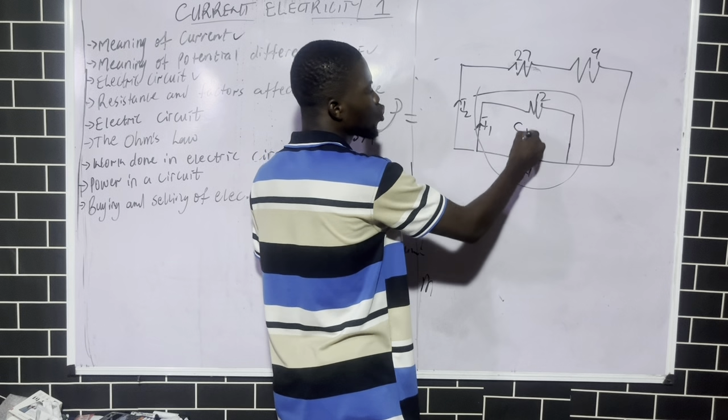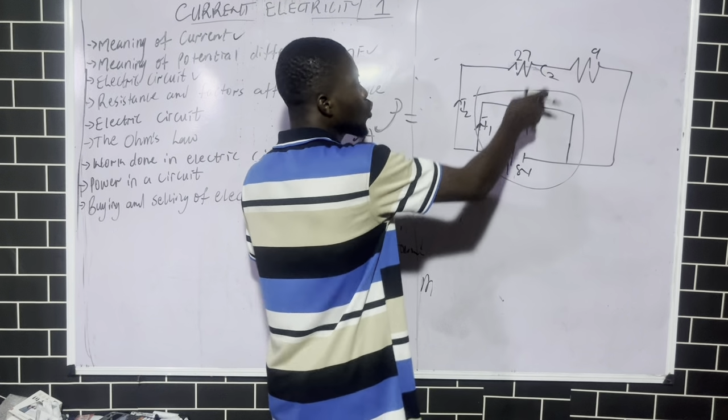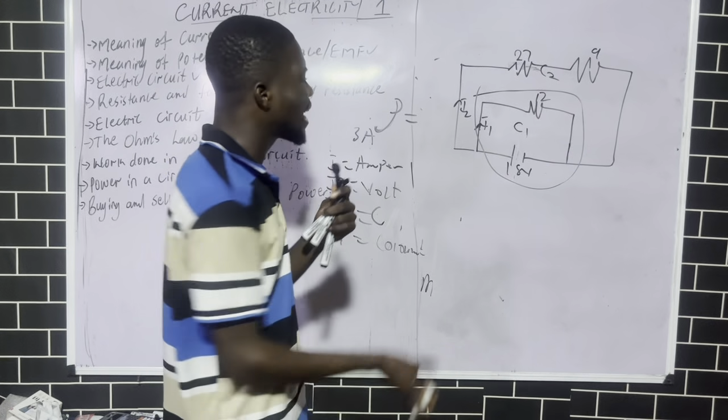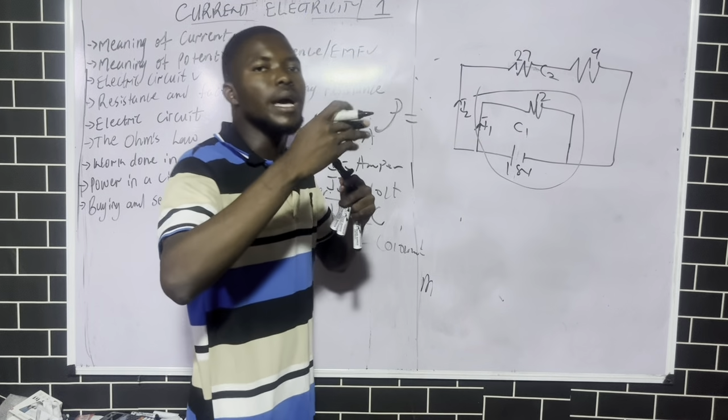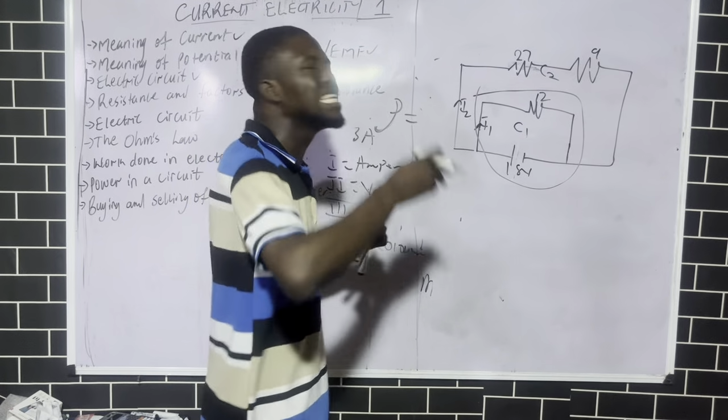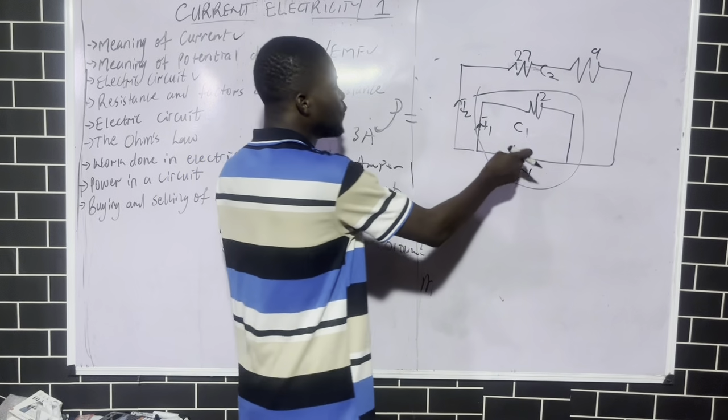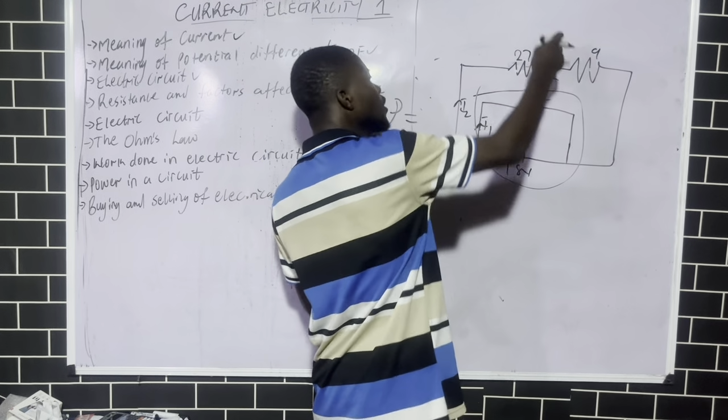Remember this first. If I call this circuit 1 and this circuit 2, circuit 1 and circuit 2 are in parallel. Since they are in parallel, voltage is the same for the two of them. I've told you once, if something is in parallel, it has the same voltage. I explained that before. So the voltage for this circuit is 18, and the voltage for this circuit is 18 also.